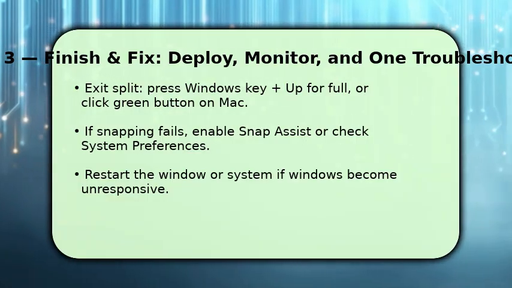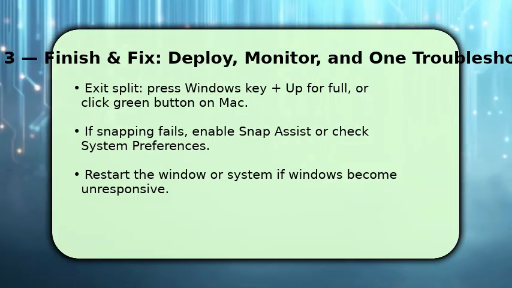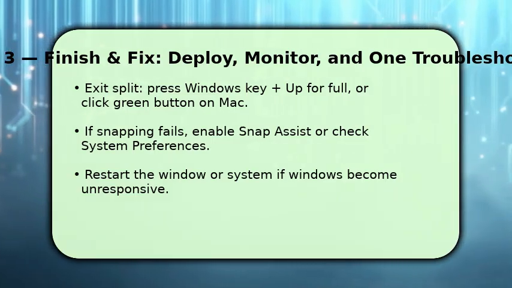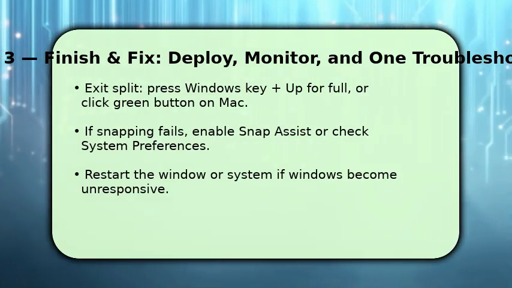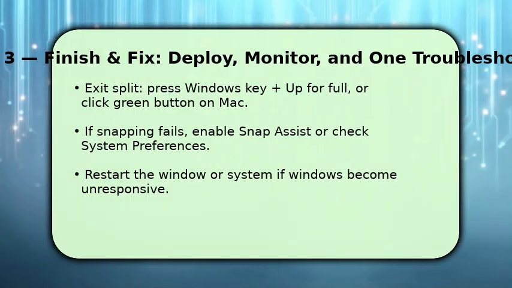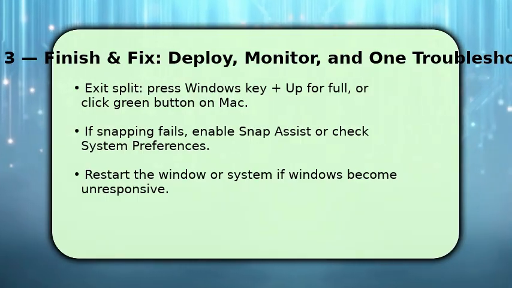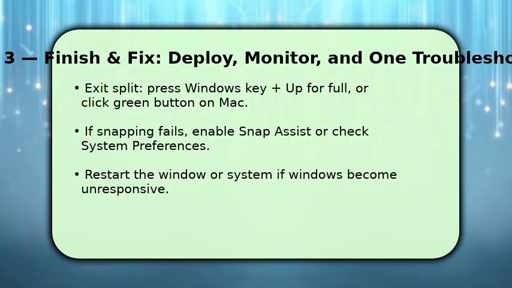If snapping does not work, make sure Snap Assist is enabled in Windows settings, or that Mac OS Mission Control options allow spaces for apps. Adjust those preferences and try again. If a pane freezes, close and reopen that app, and as a last resort, restart the computer. This clears hung processes and returns snapping to normal.